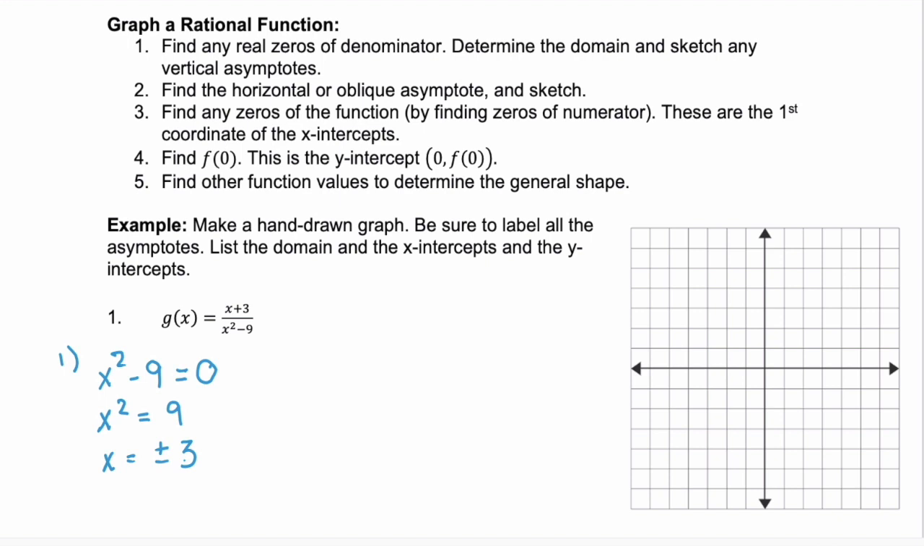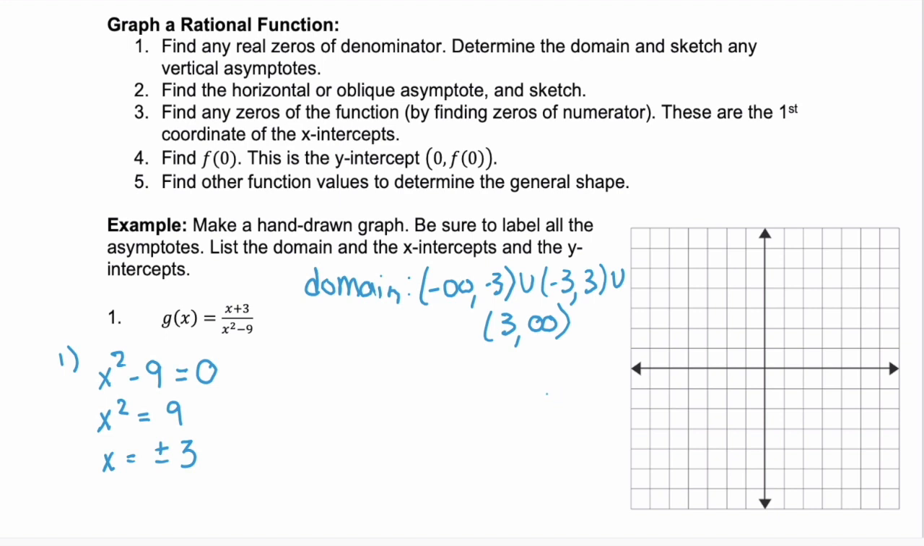This is going to give us our domain, right? These values, 3 and -3, are points that we cannot include in our domain. So our domain is going to go from -infinity until we get to -3. Then it's going to go from -3 until we get to +3, and then it'll go from +3 on to +infinity.